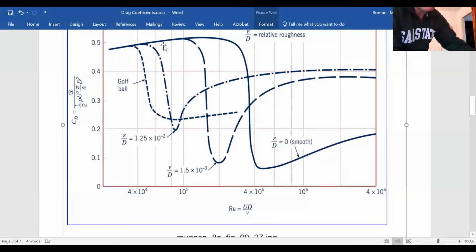And once again, that's a pretty fascinating topic. The book does a good job of discussing it. For right now, our goal is just going to be able to pick out the right coefficient of drag, think a little bit about the nature of the flow, and then do the calculation correctly.